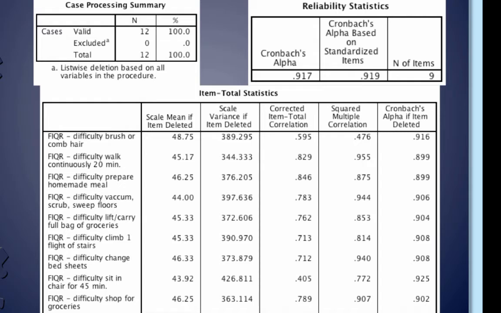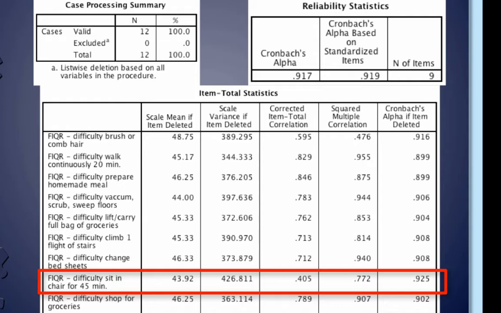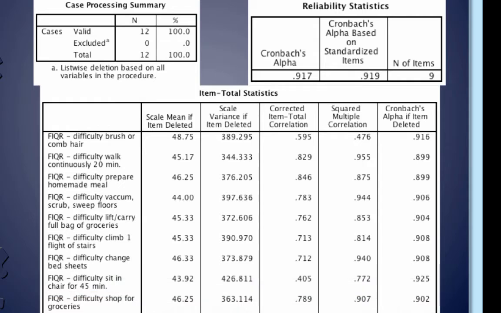Okay, so did you find anything? Did you see any item that we would want to delete so that our Cronbach's alpha is bigger? How about this one? Difficulty sitting in a chair for 45 minutes. If we deleted this item, our Cronbach's alpha would increase from 0.917 to 0.925.